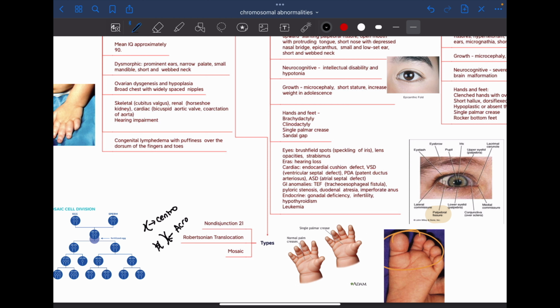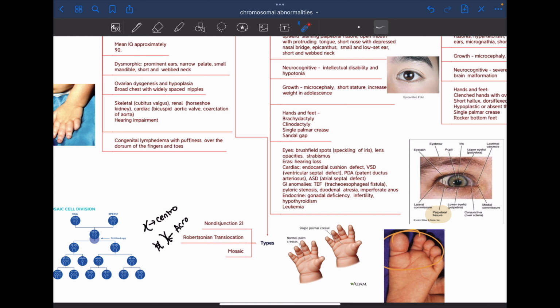And this can be linked to the parents having a balanced translocation. The mother or the father can appear to have a normal chromosomal type, so normal appearance, but upon closer inspection, it will show that they have 45 chromosomes. This is because there is a chromosome attached to another chromosome, but they are fine. But this increases the chance of the parents having an offspring or a child with Robertsonian translocation.